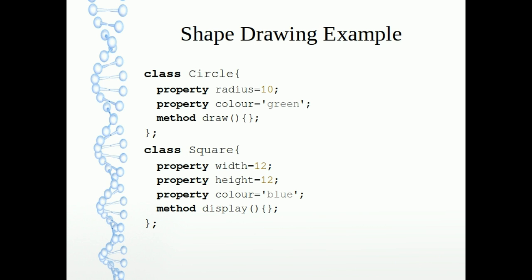We can see that in these class declarations, each of the properties has a preset value, so this will be the value of these properties for all objects which are instances of these classes at the point of instantiation, or at the point when they are created.